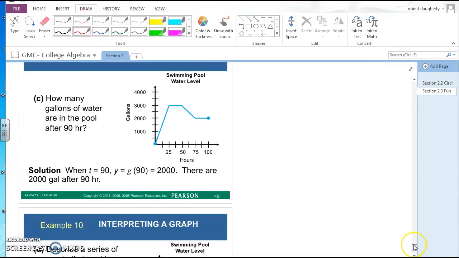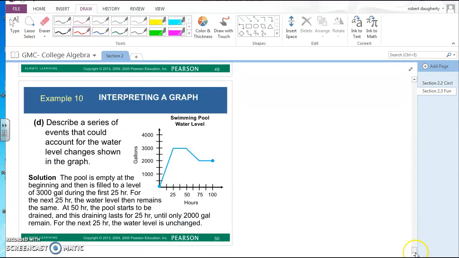And then it says how many gallons are in the pool after 90 hours. At 90 hours, it looks like I'm at 2,000, just by reading the graph. And then it says describe a series of events that could explain this. It looks like you've got an empty pool. You start filling the pool, and then you let it sit for a while, and then you start draining the pool for a certain amount of time, 25 hours, and then you let it sit again. Anyway, that's just an example of using increase or decrease.